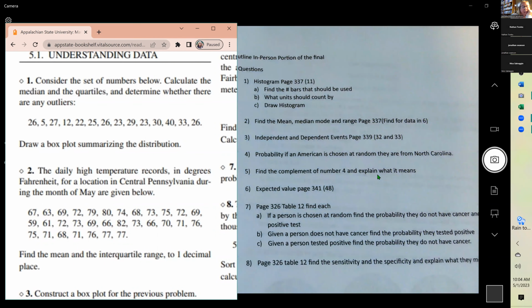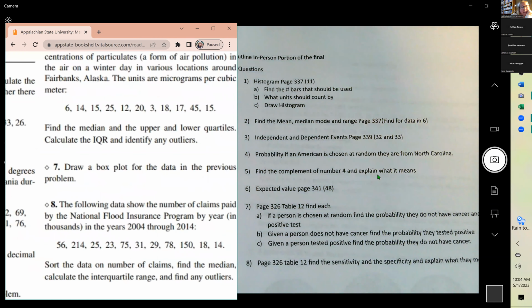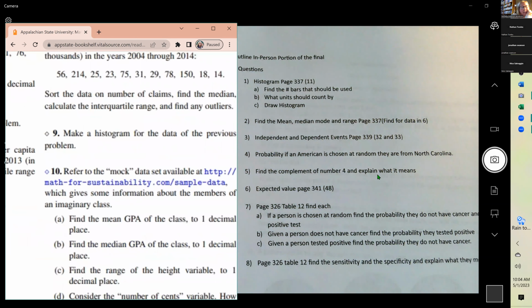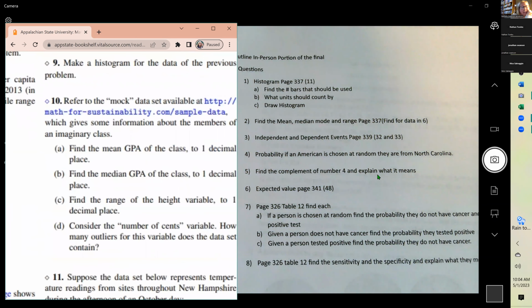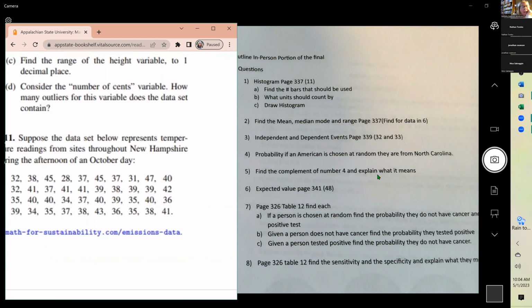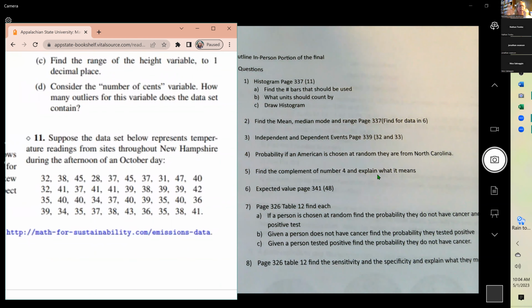Number 11. It's on this page. There it is. Now the question asked, I don't remember what it asked you to do, but this is a nice one for a histogram. Although the numbers aren't in order. Well, that's going to be a pain. Okay.